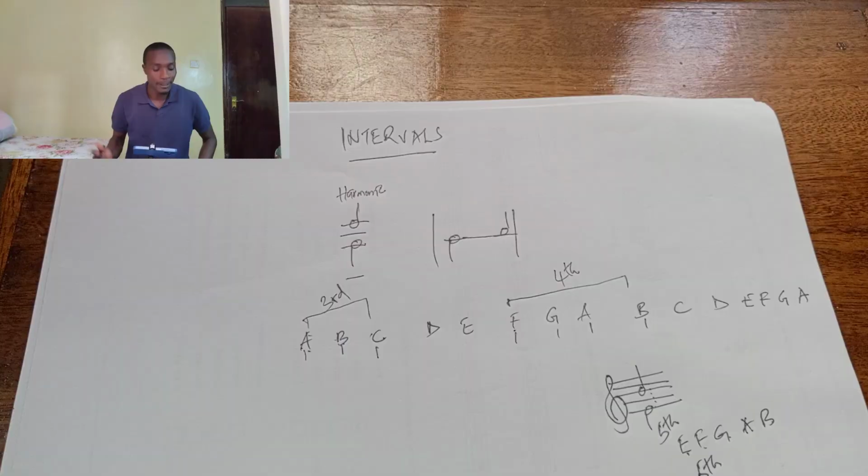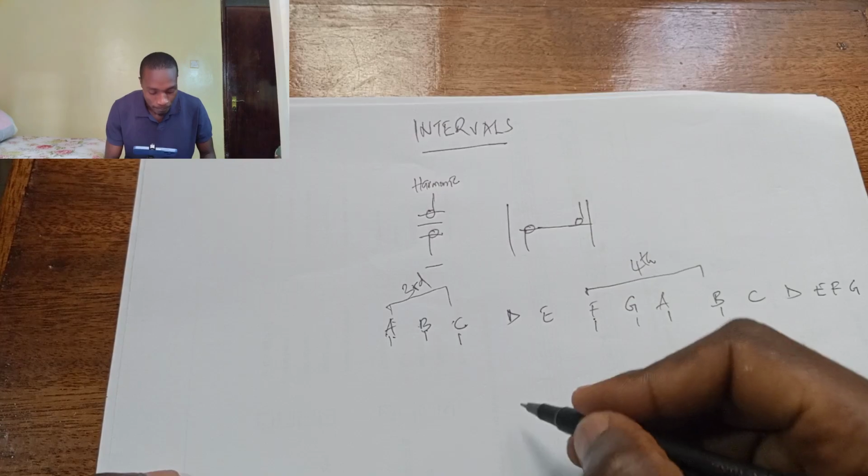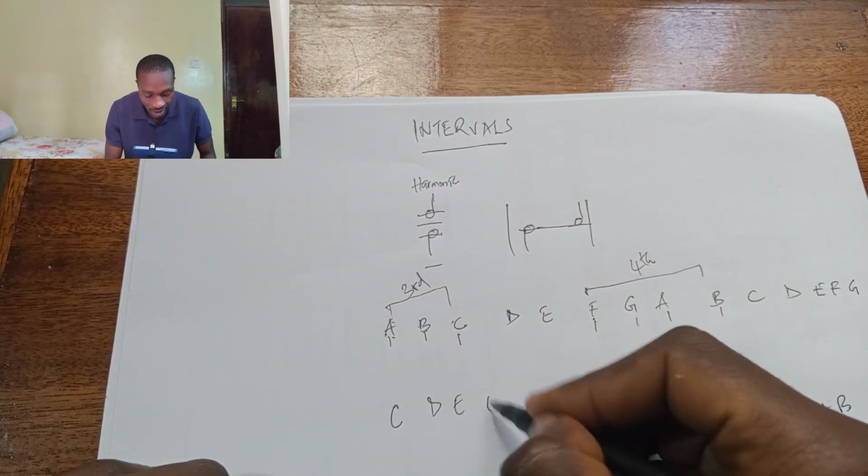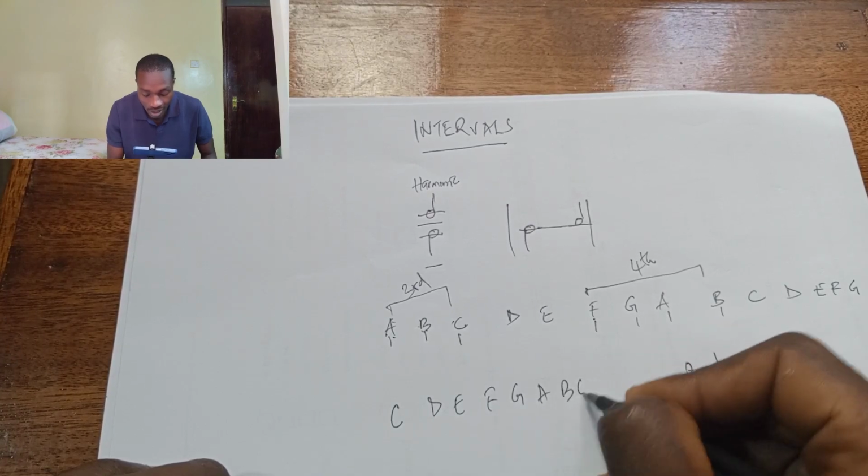Now, describing an interval by quality involves terms like whether it is major, minor, perfect, diminished, or augmented. There are those which are always major, those which are minor, those which are perfect, and those which are diminished and augmented. Let's start with the intervals which are major. Let's start with C. Let's write our C scale: C, D, E, F, G, A, B, C.